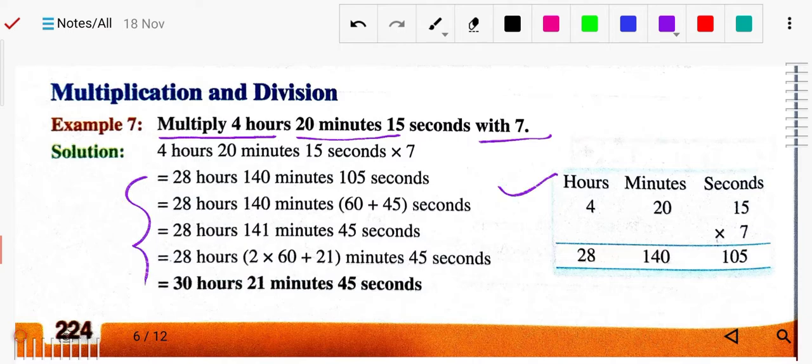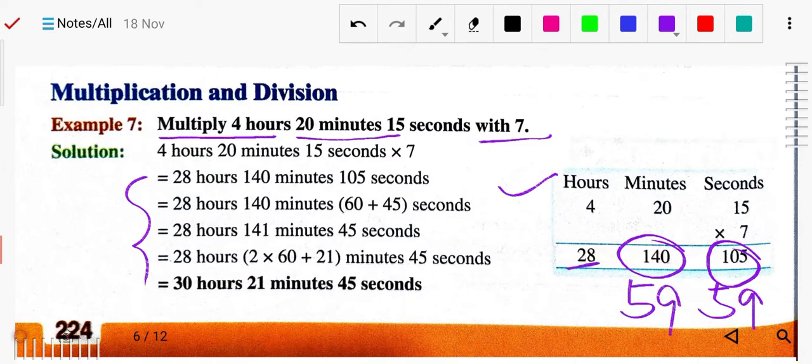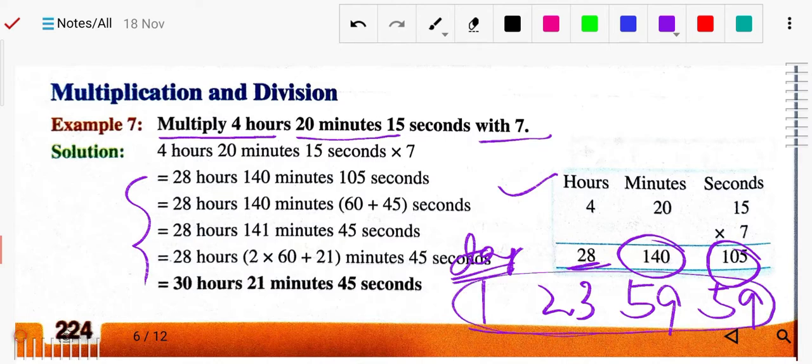Okay, so likewise, as I told you, here it is 140 minutes and 105 seconds. As I told you, the maximum we can write is 59 seconds, and likewise 59 minutes. For the hours, we can write up to a maximum of 23, because if you write 24, that becomes one day, and then it has to be converted into days. So this is the limit we are following.